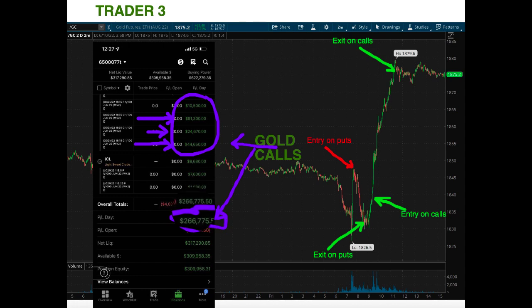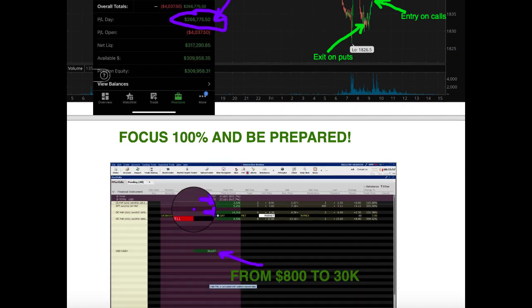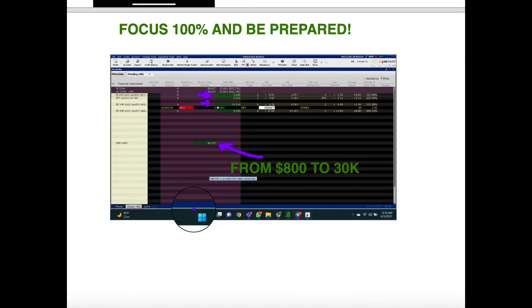Was he comfortable? Do you think he was comfortable the entire time? No, absolutely not. But that's what it took to get him to a $266,000 profit on Friday, June the 10th. So that's the trade. That's the difference, guys. If you want to trade, you have to give it 100% focus, guys.